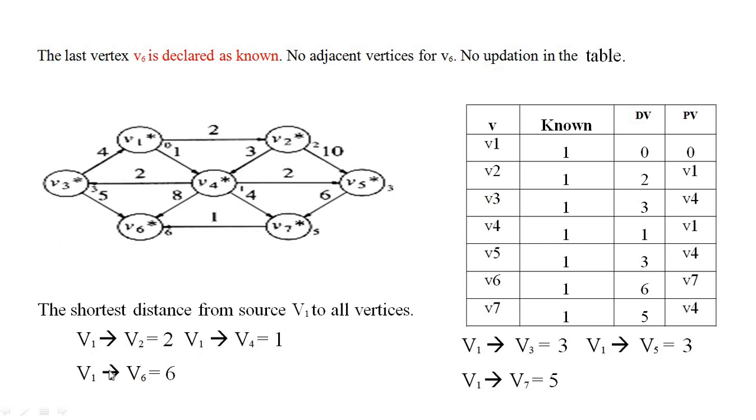Let's discuss the results. v1 is connected with v2 with minimum distance value 2. Then v1 to v4, the minimum distance value is 1. Then v1 to v3, the minimum distance is 3. Then v1 to v5, the distance vector is 3. Then v1 connected with v6, the minimum distance vector is 6, and v1 connected with v7, the minimum distance is 5. So we complete Dijkstra's algorithm here.